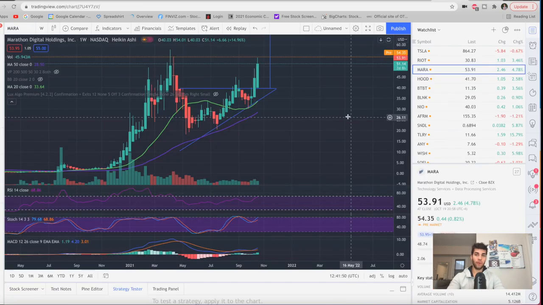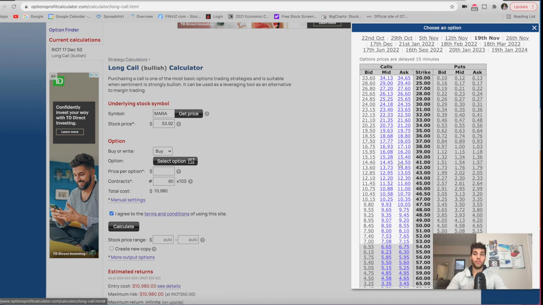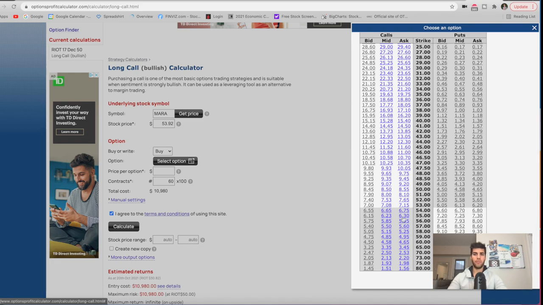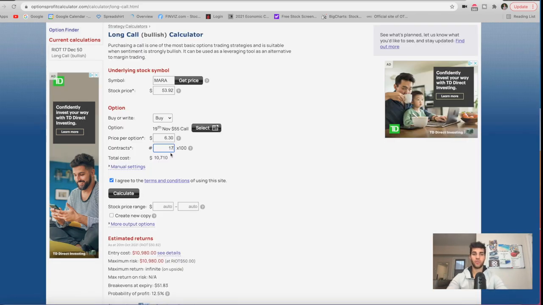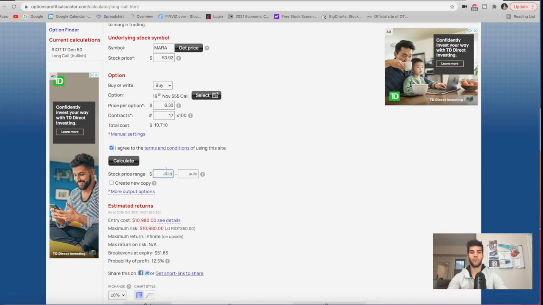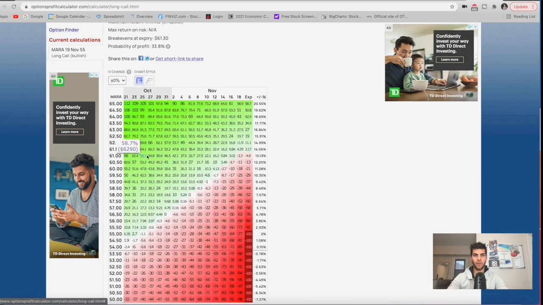But let's not ignore Mara, because Mara is showing more strength than Riot in the short term. In the next 2 to 4 weeks, Mara can move more aggressively than Riot does, but then top out and sell off. For the Mara trade, we might want to choose the November 19th expiration and choose the 55 strike, because we think Mara is going to hit 60 within the next 2 to 4 weeks. We use that same $10,000 worth, works out to 17 contracts, and we think Mara is going to trade anywhere from 50 to, let's say, a top of 65. If Mara hits 60 in 2 weeks, again, we get that 40% rate of return.